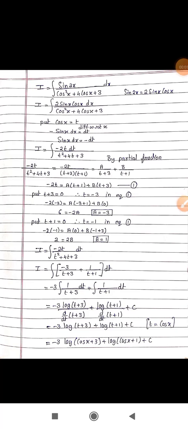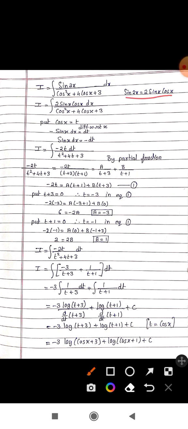We have to solve the example: integration of sin 2x upon cos square x plus 4 cos x plus 3. Now we have the trigonometric formula sin 2x is equal to 2 sin x cos x. So instead of sin 2x, we will get integration 2 sin x cos x dx upon cos square x plus 4 cos x plus 3.